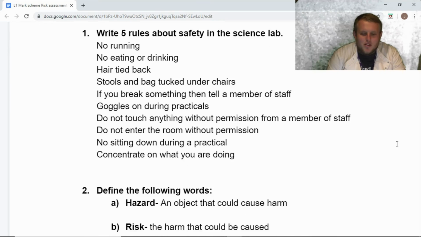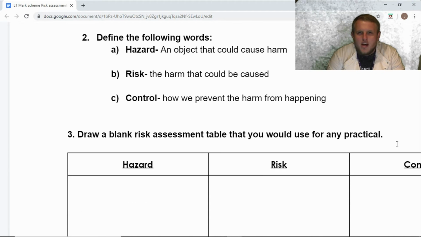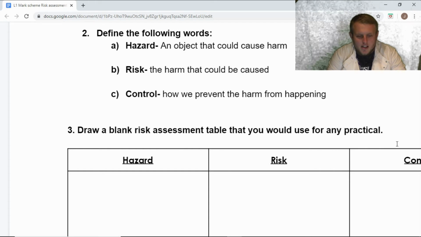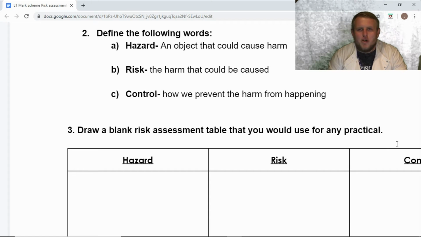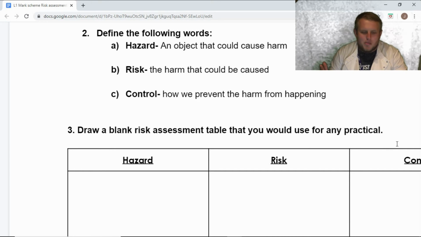The second question wants us to define the following words: hazard, risk and control. A hazard is an object that's likely to cause something to happen, like broken glass or a naked flame. A risk is what could happen because of that hazard, getting a burn from a naked flame or getting a cut from some broken glass that hadn't been dealt with properly.